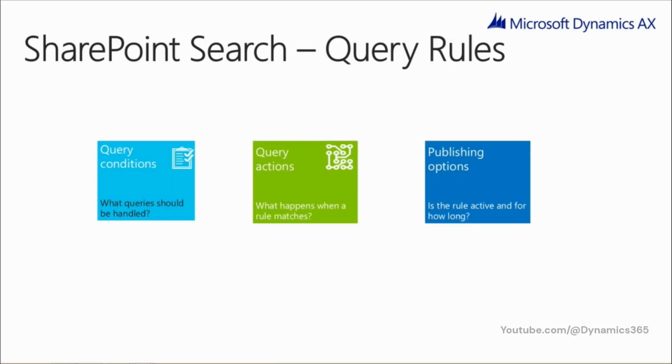In this lesson, we will learn how to use query rules to customize search results. Query rules can be used to vary the search results based on specific conditions. The main components of a query rule are a query condition, a query action, and a publishing option. A query condition defines when a query rule has to be fired. A query action defines what has to happen when the query rule executes. The publishing option defines how long or when a query rule has to be active.